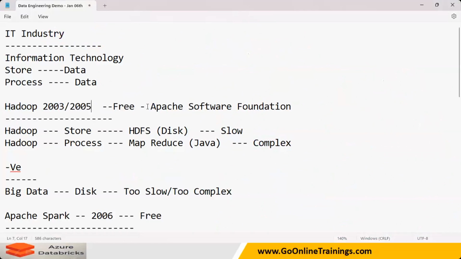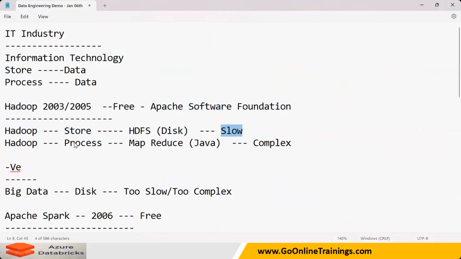And the Apache Software Foundation, which is a charitable organization, released Hadoop software in 2005, actually. It is free. End of the day, we are going to be storing the data and processing the data. For the storing purpose, we are using HDFS, which I discussed in the previous class. All the data is stored on the disk. Because of that, Hadoop becomes slow.